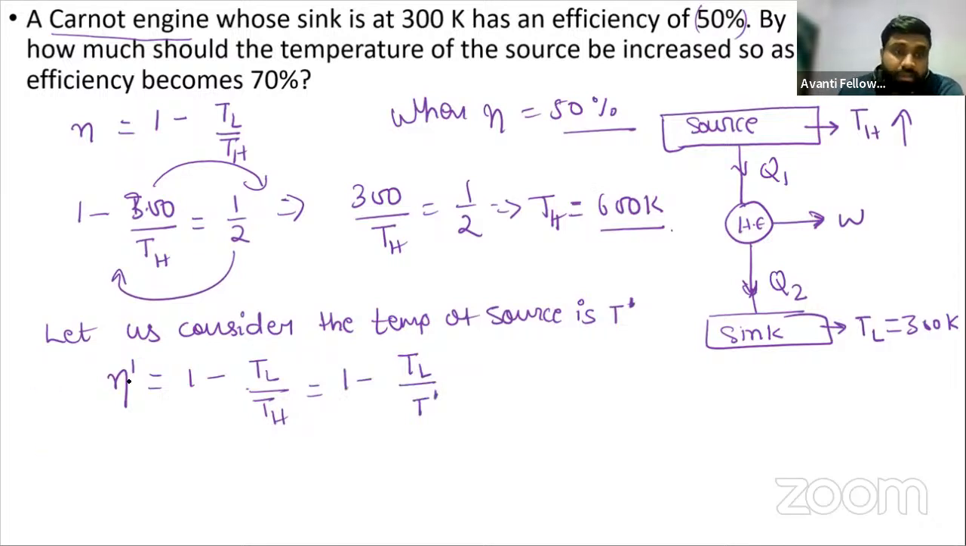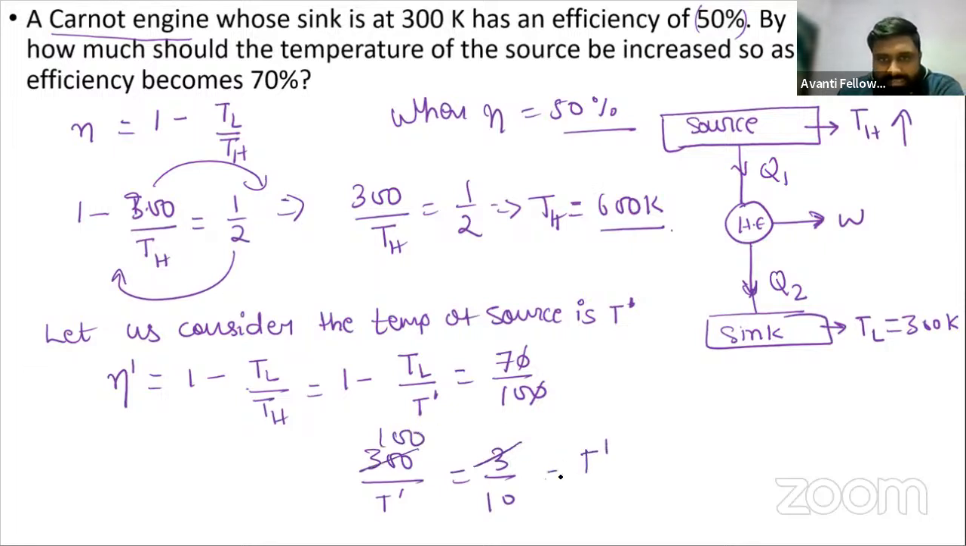Now eta dash is given as 70%. So 70% is 70 upon 100, which is 7 by 10. From here you can say that T lower, which is 300 Kelvin, divided by T dash is 1 minus 7 by 10, which will become 3 by 10. So this will become 100, and T dash is 1000 Kelvin.